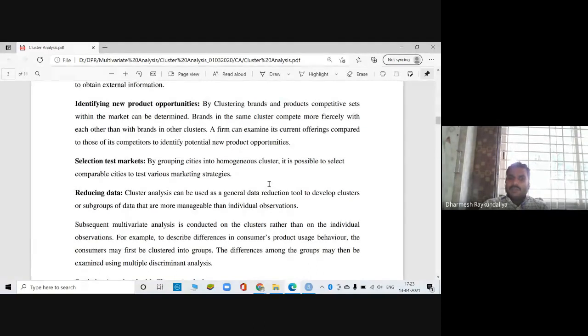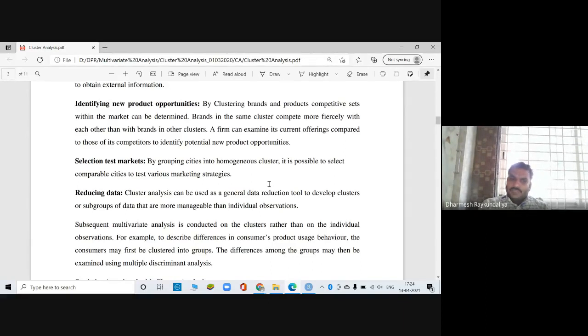Selection of a test market: by grouping cities into homogeneous clusters, it is possible to select comparable cities to test various marketing strategies. By looking at the homogeneous cities, if you adopt one marketing strategy in one city, you can see which cities require the same marketing strategy. So by using cluster analysis, you can identify that these many cities require a common marketing strategy, and these many cities require a different kind of marketing strategy.